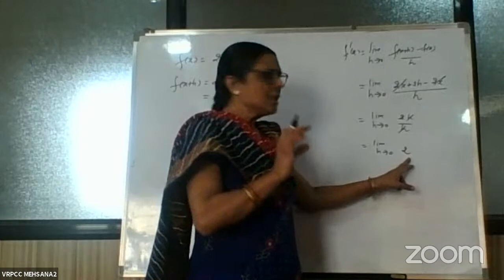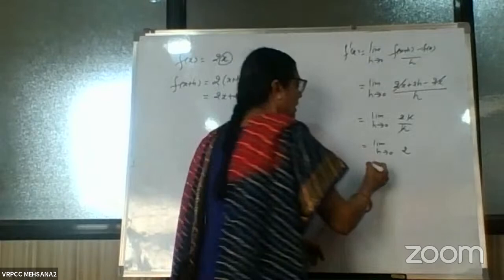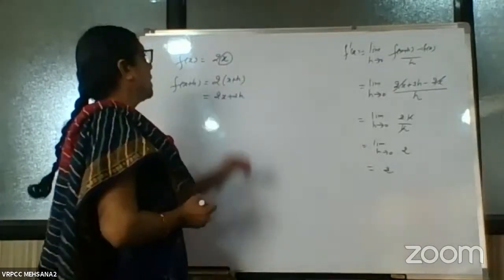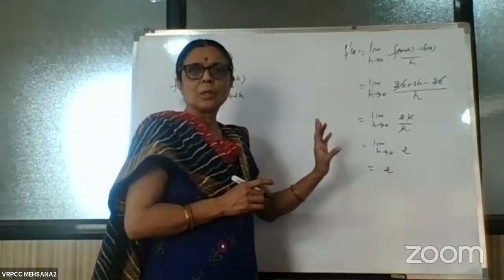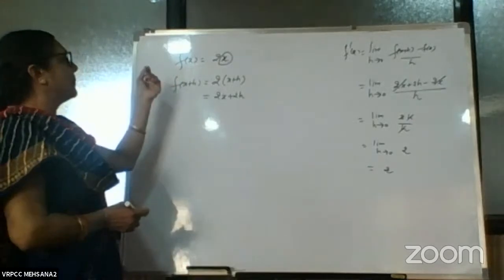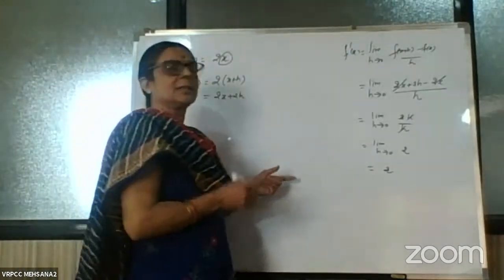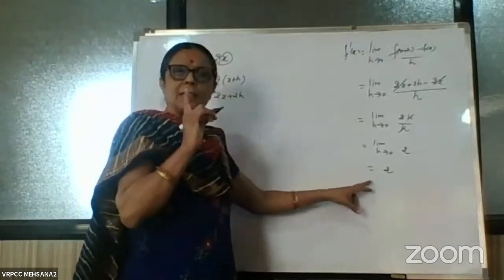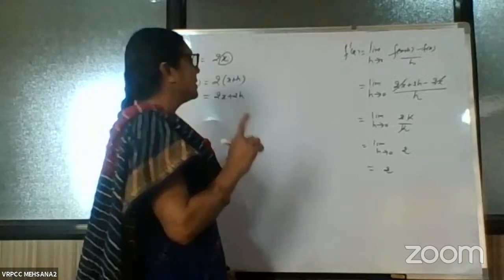There is no h in the final term, so there is no need to put h equal to 0. Which is equal to 2. So if the function is 2x, its derivative, its differentiation is 2. Yesterday we took the example of f(x) equal to x, and we got the answer 1. Derivative of x is 1.